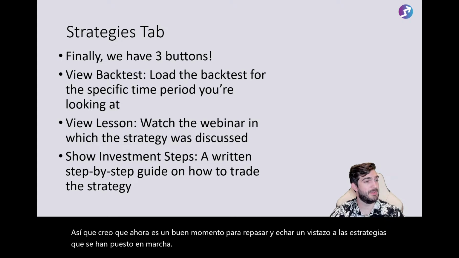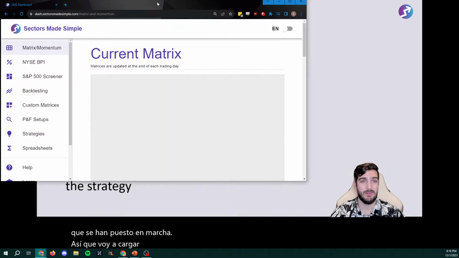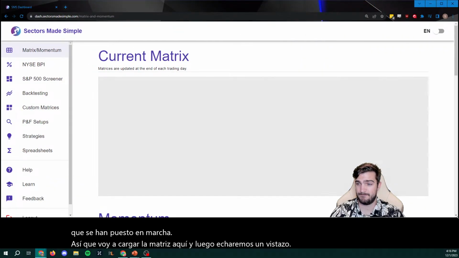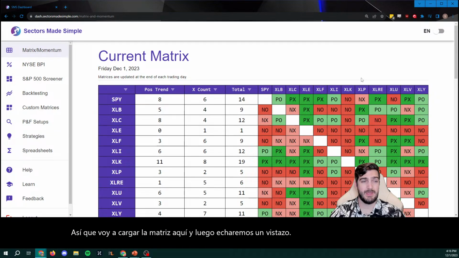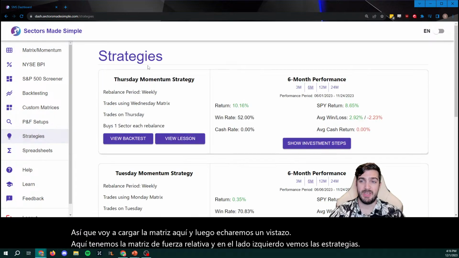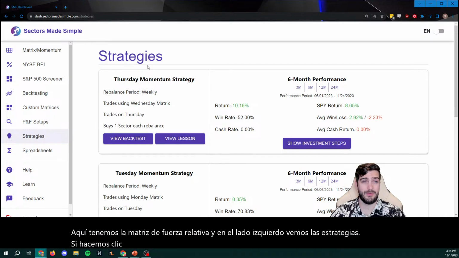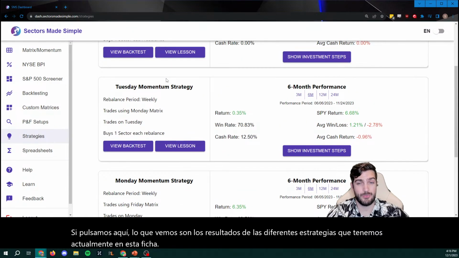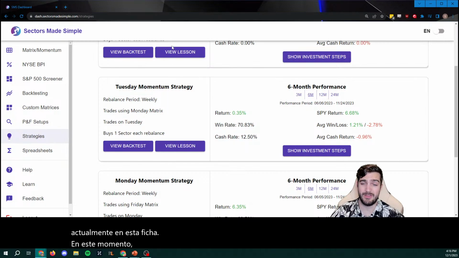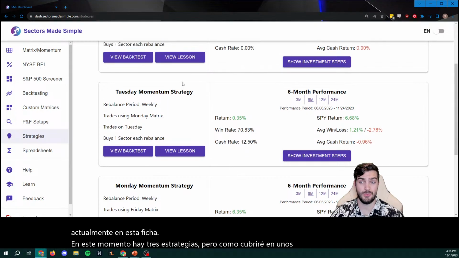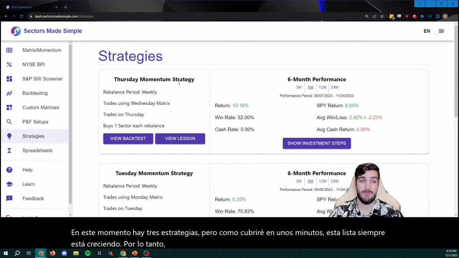So I'm going to load up the matrix over here, and then we will take a look. So here we have the relative strength matrix, and over on the left side, we see strategies. We click here. What we see are the results of the different strategies that we currently have on this sheet. Right now, there's 3 strategies, but as I'll cover in a few minutes, this list is always growing. So while there's 3 strategies now, if you look at this in the coming weeks, there will be more strategies listed.